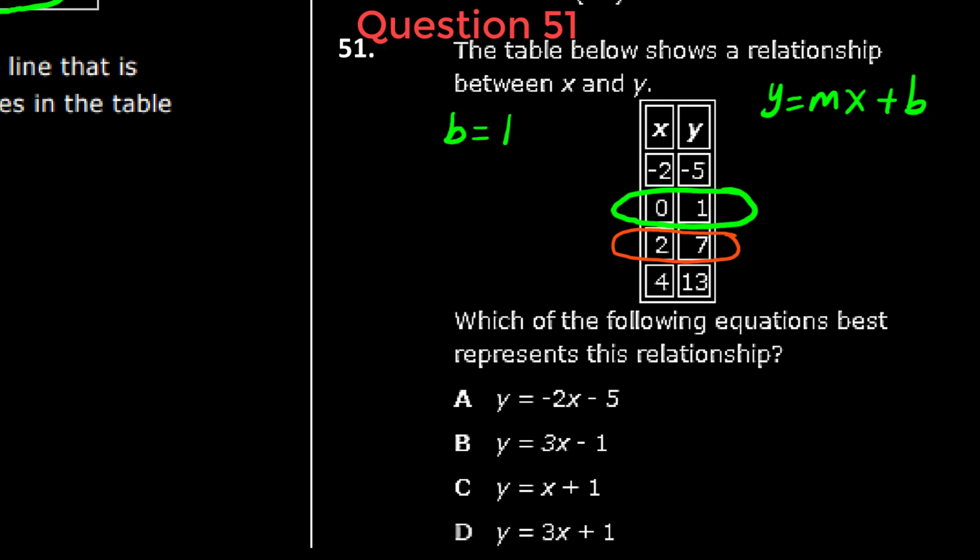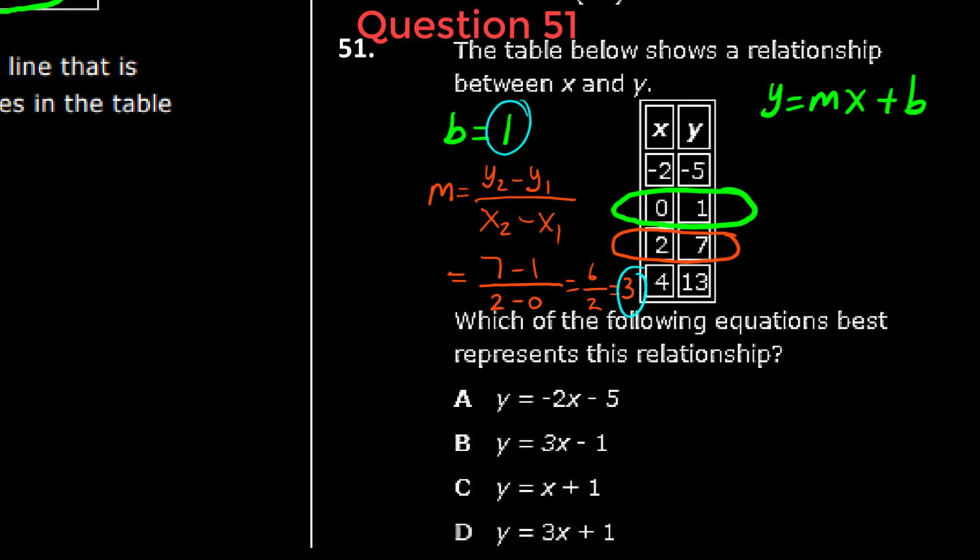Let's pick 2 and 7, and I will be applying the formula m equals y2 minus y1 over x2 minus x1. That's going to be equal to the difference of the y coordinates, 7 minus 1, over the difference of the x coordinates in the same order, 2 minus 0, which will give me 6 over 2, which is equal to 3. So the equation I will have is y equals 3 times x plus b, which is 1. So the correct answer is given in D.